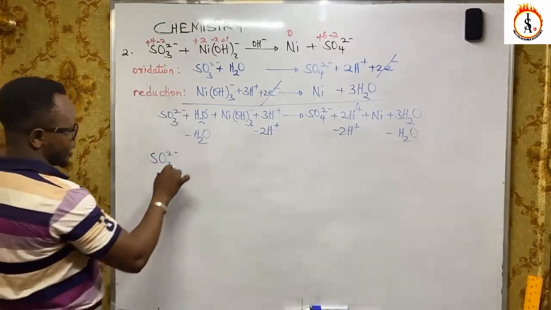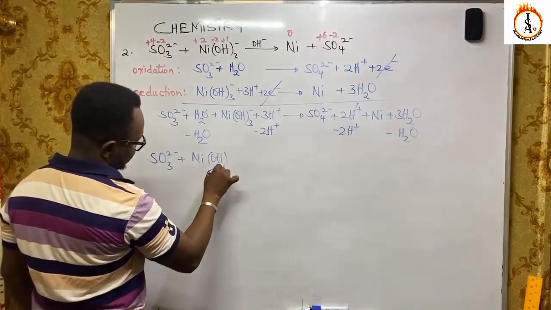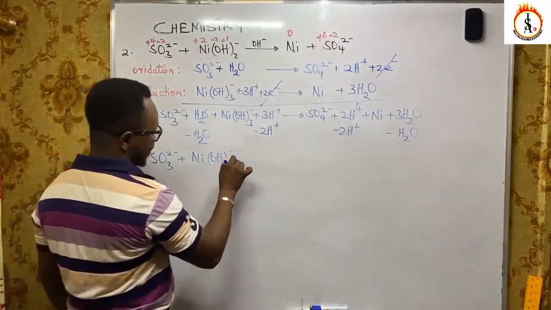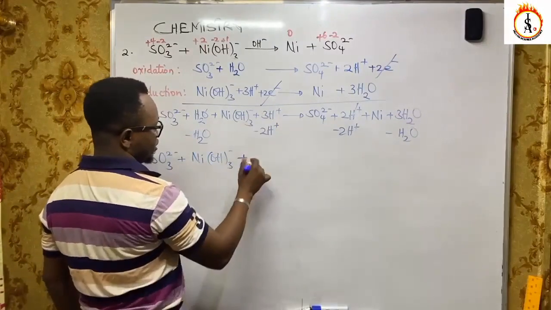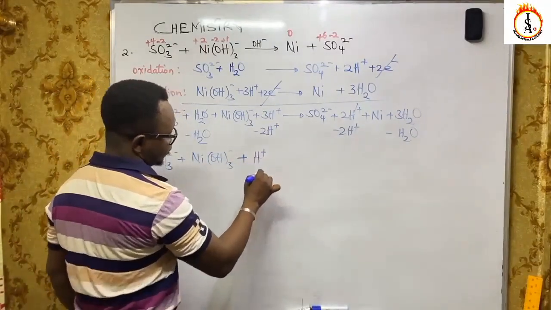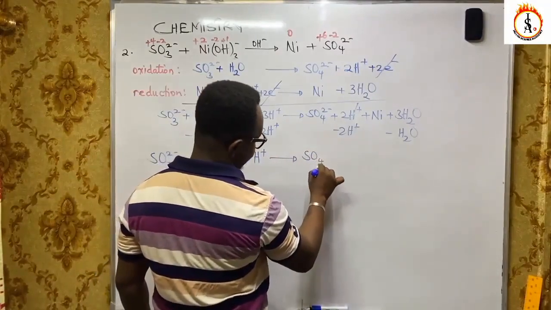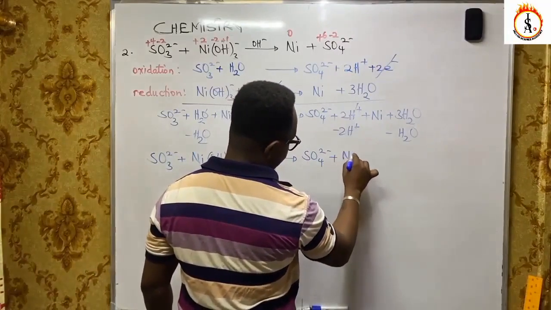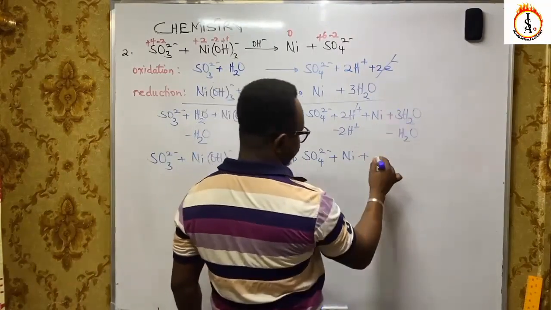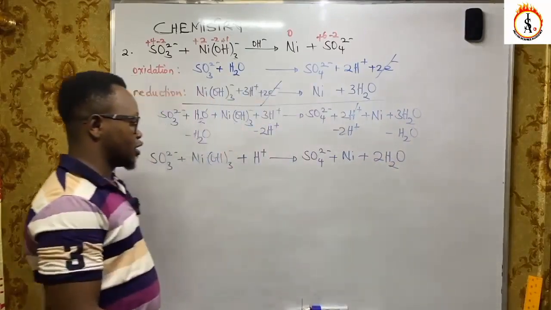we have the sulfide ion plus the nickel hydroxyl. So 3 minus 2 gives us 1. We have the hydrogen ions this produced. Here we have the sulfate ion, okay, plus nickel ion plus this here gives us 2 molecules of water.